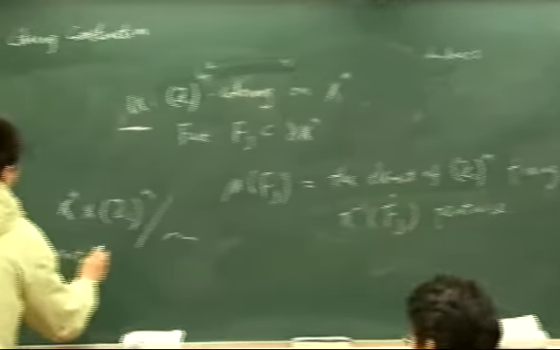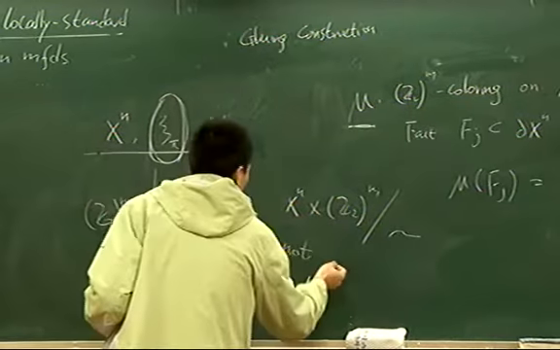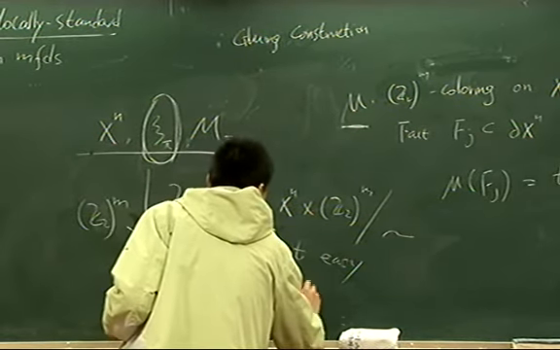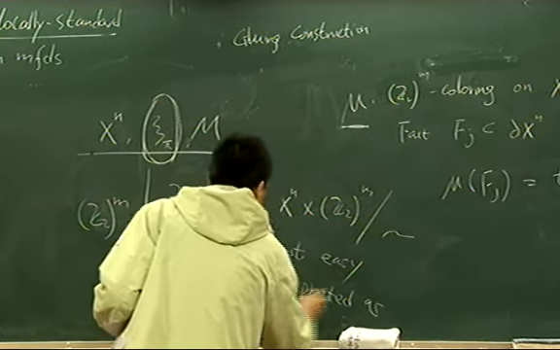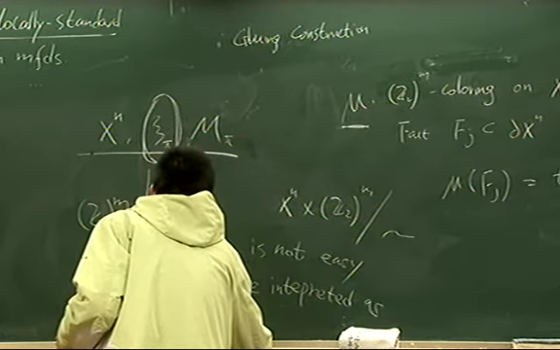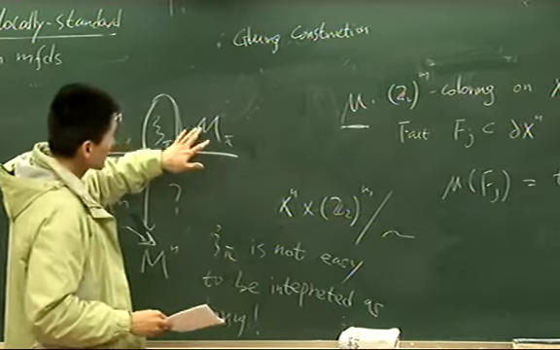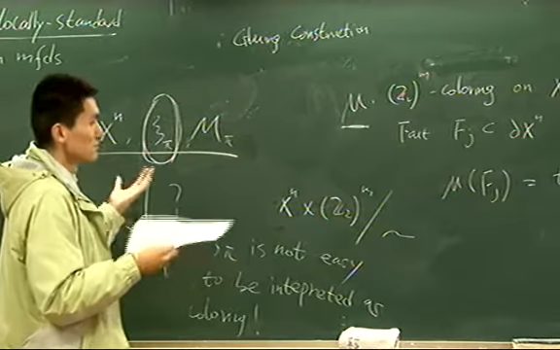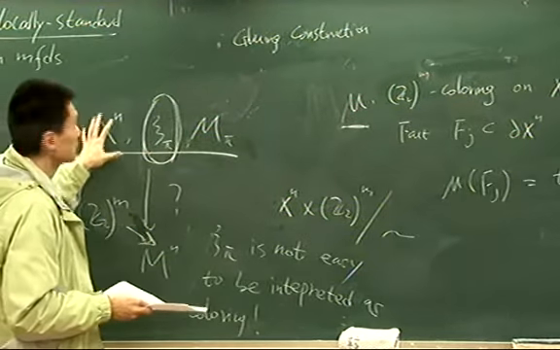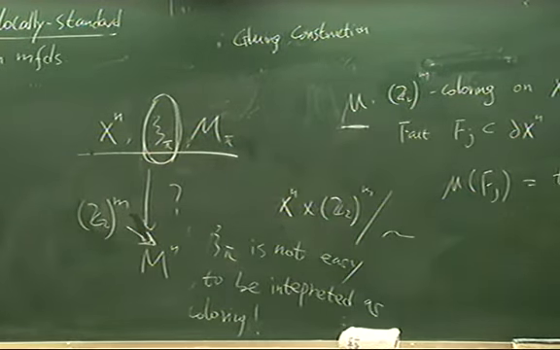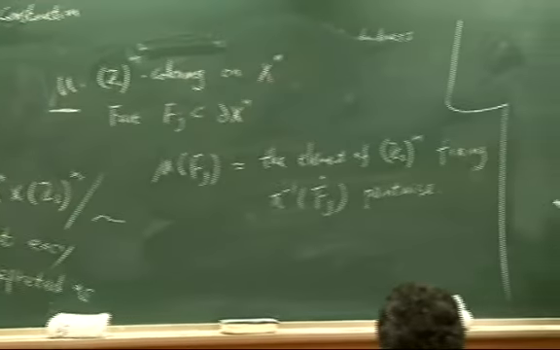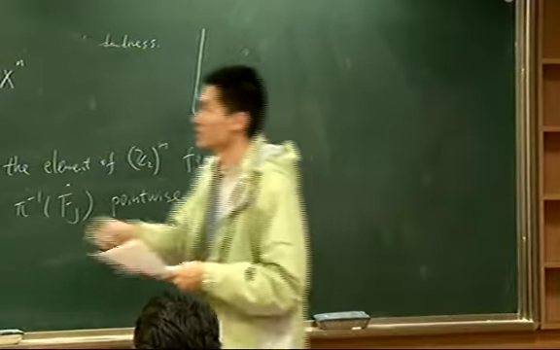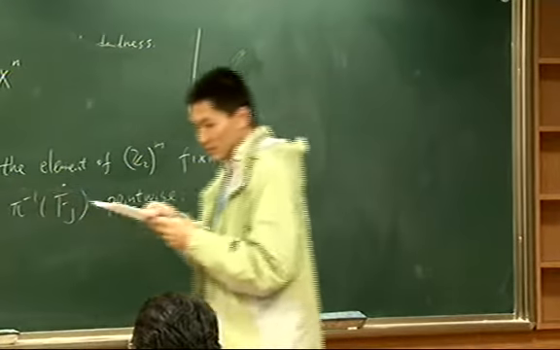It's not easy to interpret as coloring. This is a coloring on the boundary facets of Xn, but this one is not. It's just some boundary over the interior of Xn. So the tastes are quite different from the coloring. I really like the idea of coloring, and I want to define some manifold that can encode the information of both of these. But how to do that?